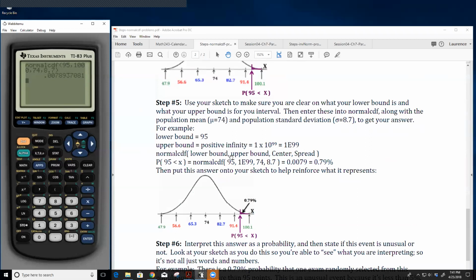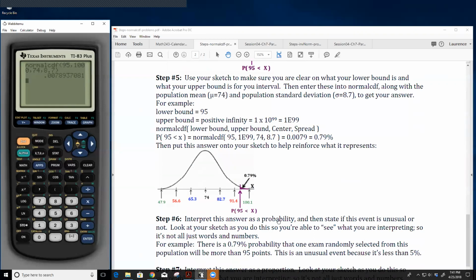Oh yeah, you see, normal CDF always gives me an area under the curve. An area under the curve is a proportion or a probability, and those are percentages. Got that? And when they told me 95, that was a data value. That's what's represented by the numbers on the number line. So being super clear about that.